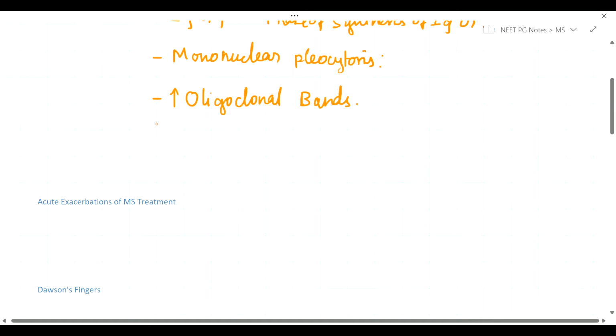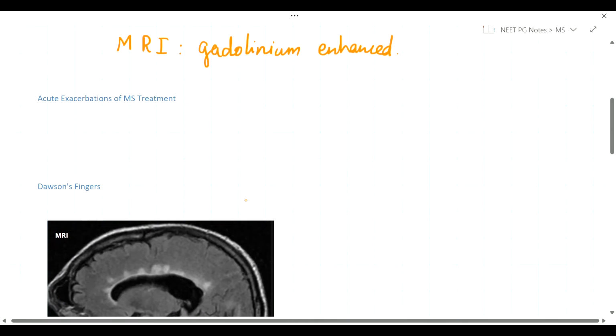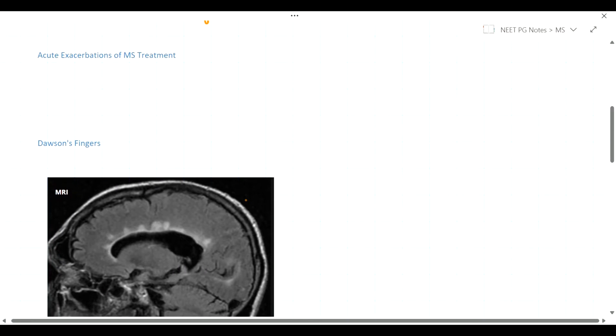Other than that, we would also do an MRI, right? So in the MRI, we'll use a gadolinium enhanced MRI. What is it? Gadolinium enhanced MRI. Fine. So in here, I have only kept some important points about multiple sclerosis, and I am not explaining you everything about multiple sclerosis.